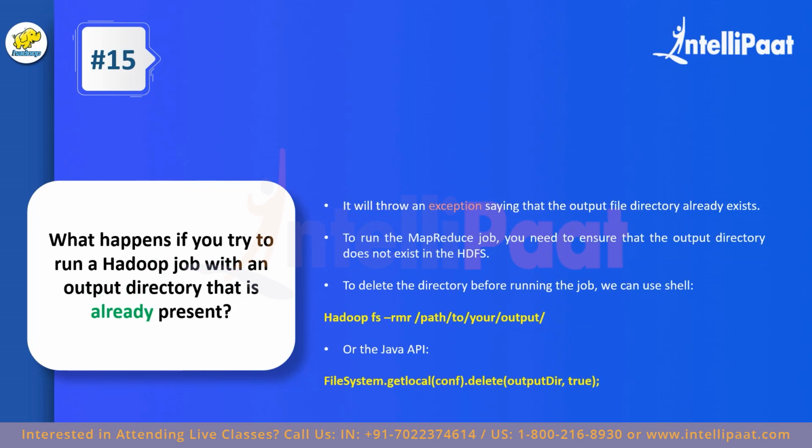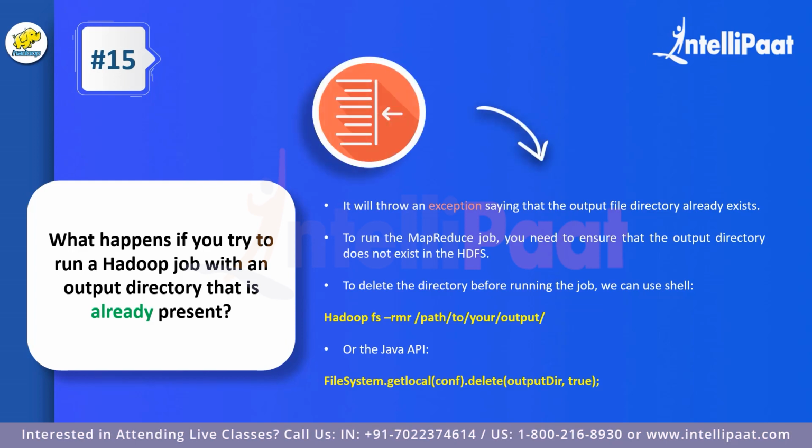Coming to the 15th question, it says, what happens if you try to run a Hadoop job with an output directory that is already present? Well, if your directory is already present, Hadoop will give you an exception saying it already exists, because you cannot create a directory when one is already created. So a Hadoop job requires the creation of a brand new directory.